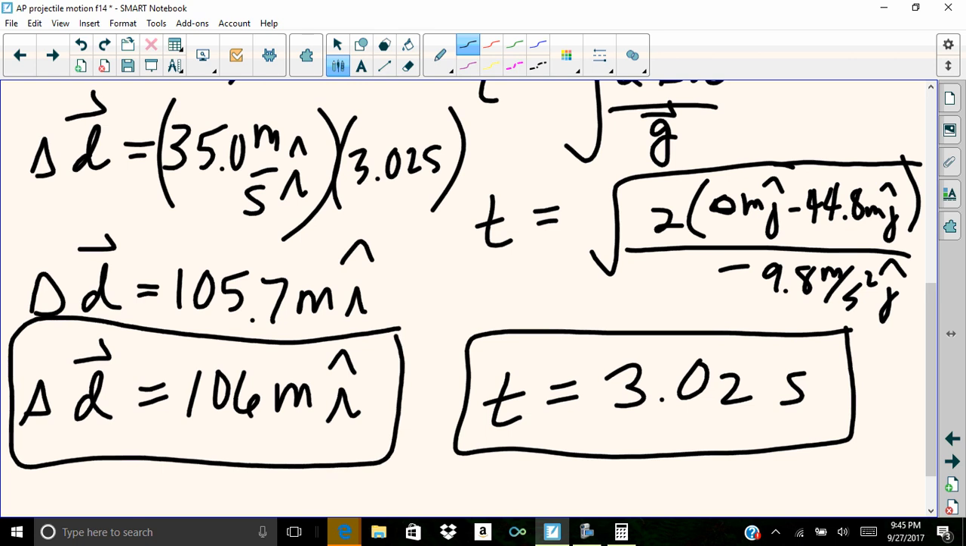Okay? So there you go. That's how you solve a half projectile. In other words, if you're throwing something off a cliff, this is the perfect way to solve the problem.